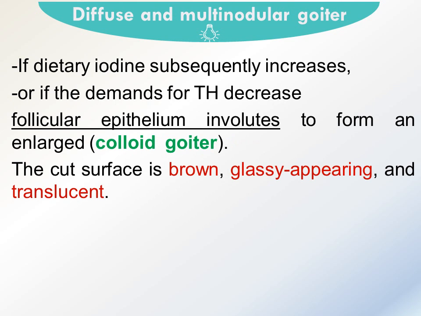If dietary iodine subsequently increases, or if the demands for thyroid hormone decrease, the follicular epithelium involutes to form an enlarged colloid-rich gland. This is called the colloid goiter. The cut surface of the thyroid in such cases usually is brown, glassy appearing, and translucent.